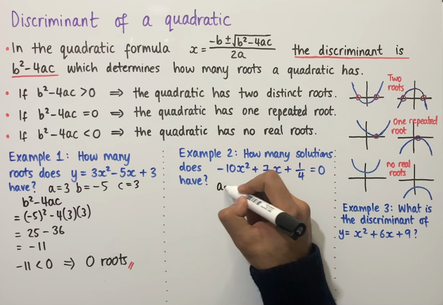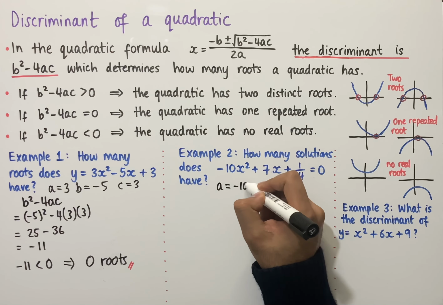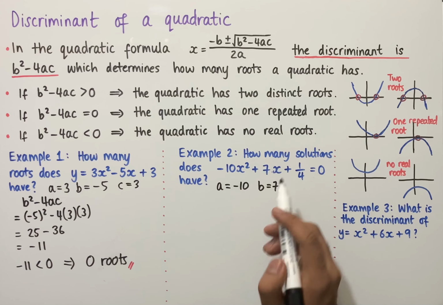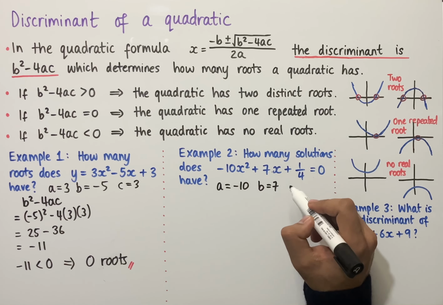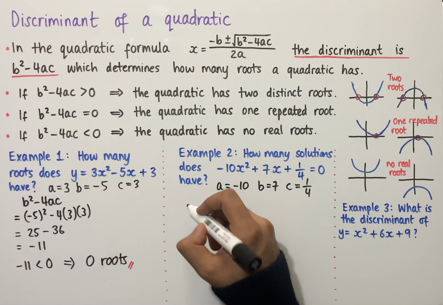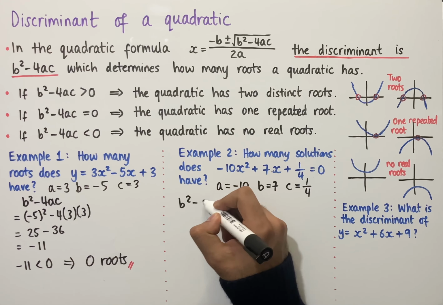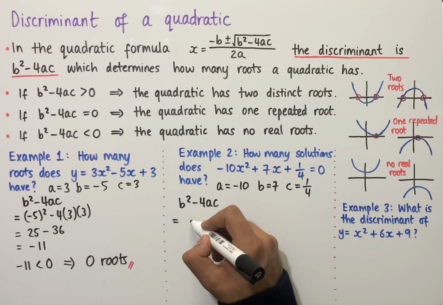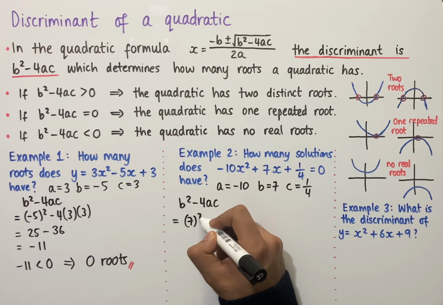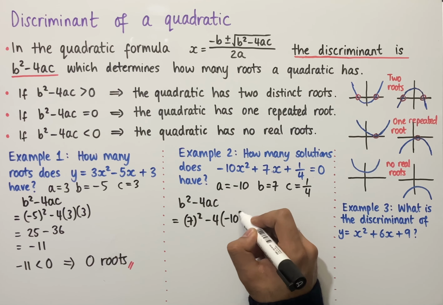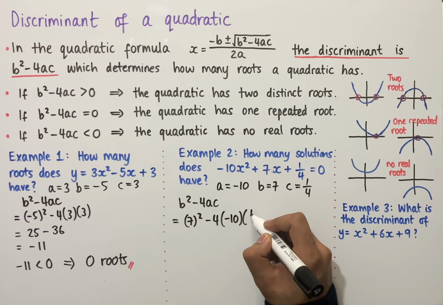So a equals minus 10 because it's the coefficient of the squared term, b equals 7 because it's the coefficient of the x term, and c equals a quarter because it's the number on its own. So working out the discriminant, b squared minus 4ac, in this case it equals 7 all squared minus 4 times a, which in this case is minus 10, times c, which in this case is a quarter.